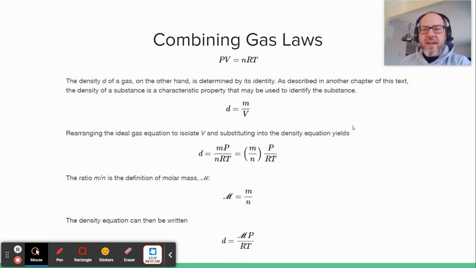When we combine these gas laws together, we get the ideal gas law, PV equals nRT. This is often additionally manipulated so that you can get the density equation, so you can relate density to the molar mass of a gas. Based on the density of a gas, you can calculate its molar mass, which is useful in the lab. And if you know the molar mass, you can calculate the density that a gas is going to exert at a certain pressure and temperature.